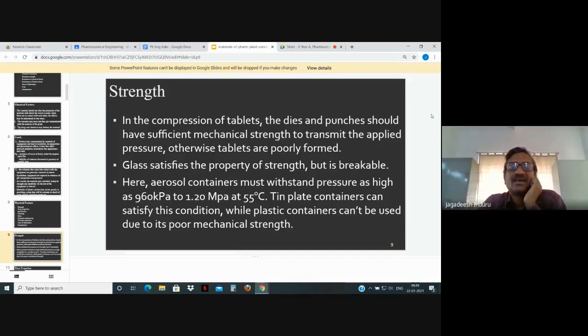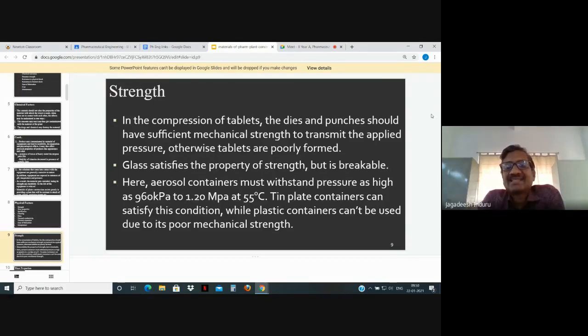In the compression of tablets, the dies and punches should have sufficient mechanical strength to transmit the applied force. We are going to high punch forces to compress the tablet, because thousands of particles are converted into a single bigger tablet. Otherwise, the tablets will be poorly formed and will become powdered during the travel itself. Glass satisfies the property of strength, but it is breakable, as we have already seen.